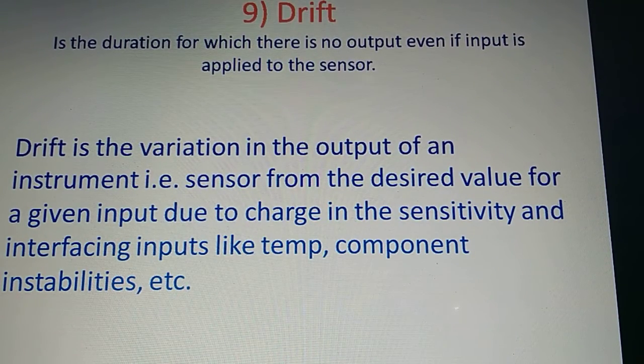Ninth static characteristic of the sensor is drift, and this drift is the duration for which there is no output even if the input is applied to the sensor. This drift is the variation in the output of an instrument, that is a sensor, from the desired value for a given input due to change in the sensitivity and interfering inputs like temperature, component instability, etc.